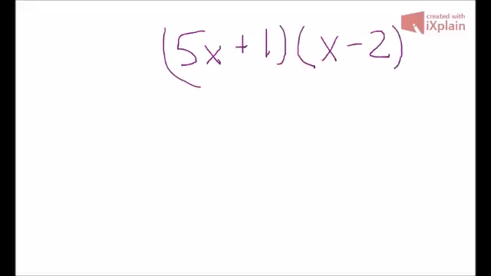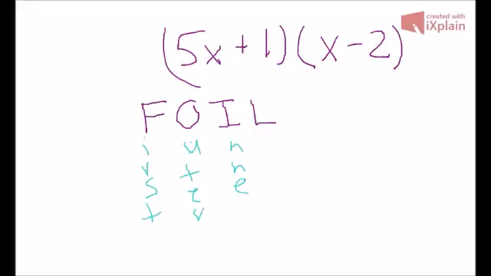Alright, now let's try simplifying one real quick. 5x plus 1 times the quantity x minus 2. To simplify this, we use what we call FOIL. FOIL is first, outer, inner, last. Now remembering that, let's solve.